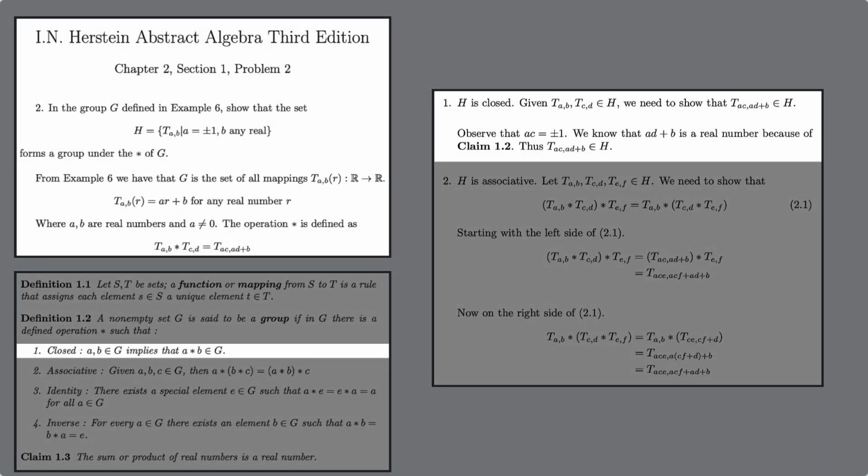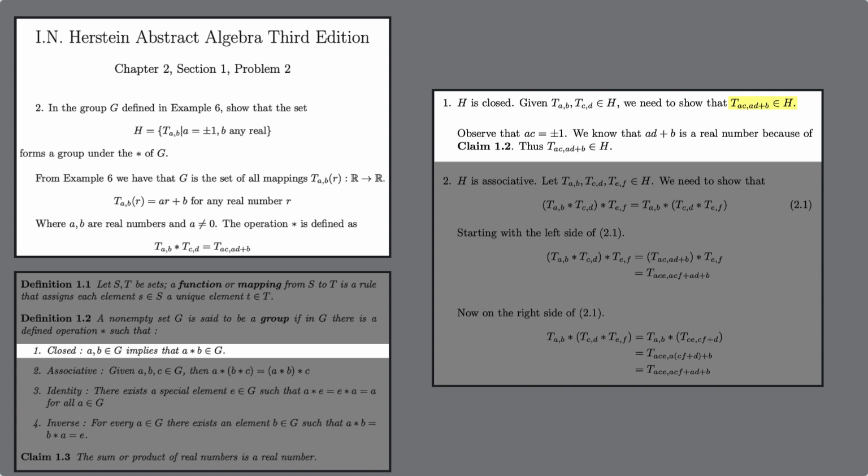So here, I'm just arbitrarily going to pick our subscript. So I'm saying, let our first element of the set be T sub A comma B, and our second element be T sub C comma D. Normally we see that the element is just represented by one letter, but here we have this whole notation for one element of the set. And according to our rule for star, that is going to give us T sub AC comma AD plus B. Is this a member of H?